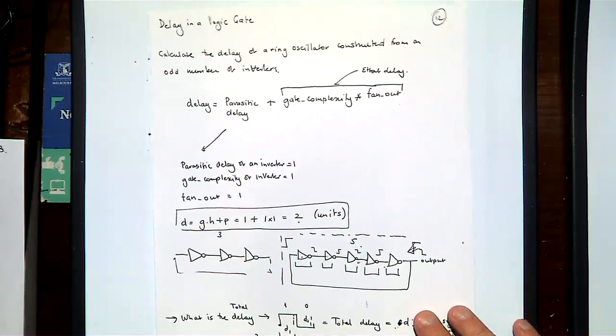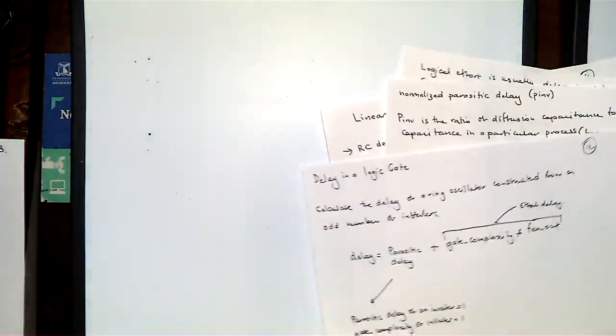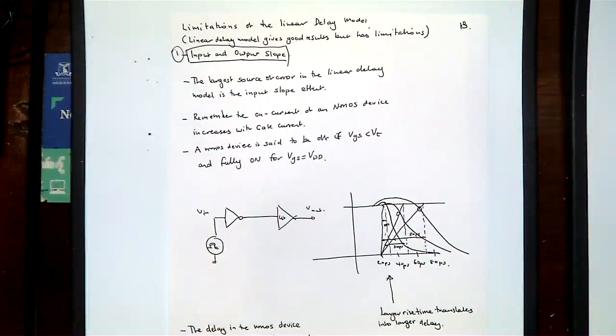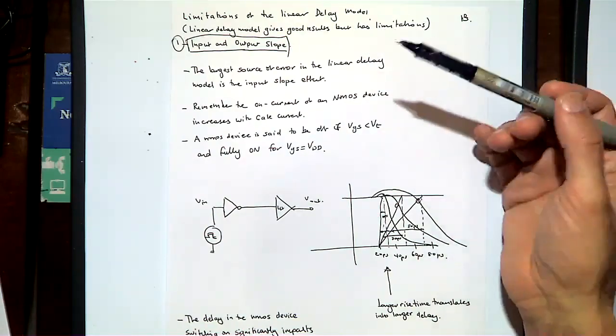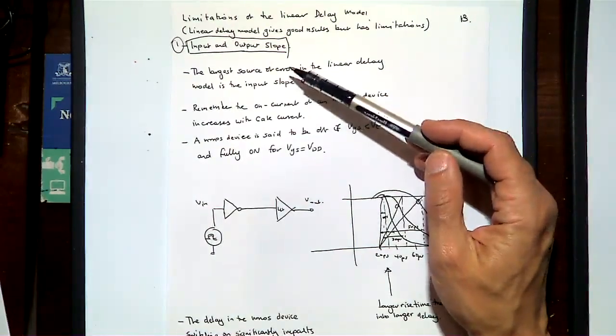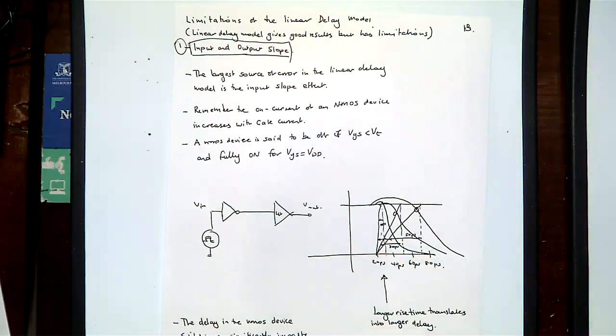But now, what are the issues? Can we continue to use this blindly? What are the limitations of this linear delay model that we're using? There are some limitations, and we'll talk briefly about them. One of the first is that we're assuming in this model that the input has a very sharp transition, so when it goes from 0 to 1, the slope happens very, very quickly.